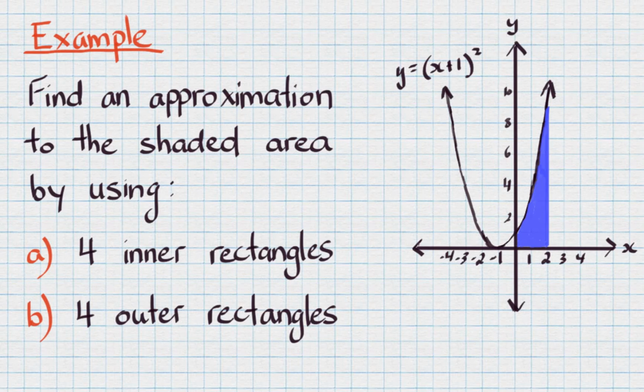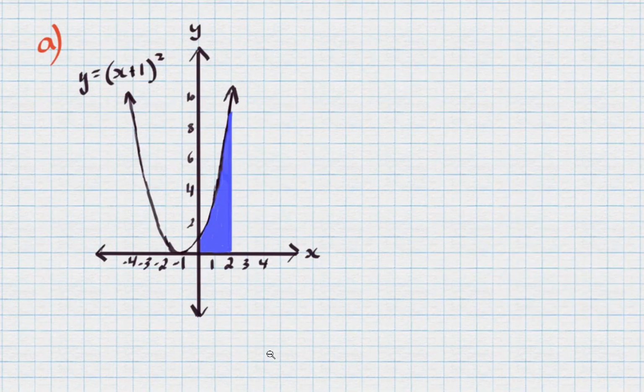Find an approximation to the shaded area, and you can see the shaded area over here in the diagram. We've got the parabola y equals (x plus 1) all squared, okay? And we can see the shaded area goes between x equals 0 and x equals 2, all the way up to the parabola, but underneath it. Now I've got two parts. We are going to find an approximation to this area first using 4 inner rectangles, and then in part B using 4 outer rectangles. So let's start with part A, where we're going to draw 4 inner rectangles.